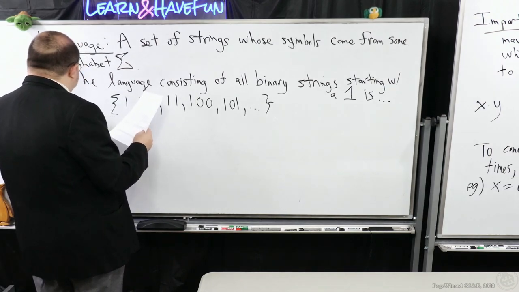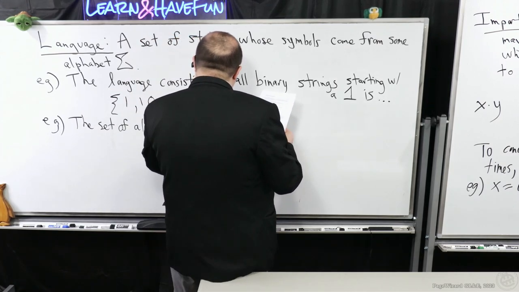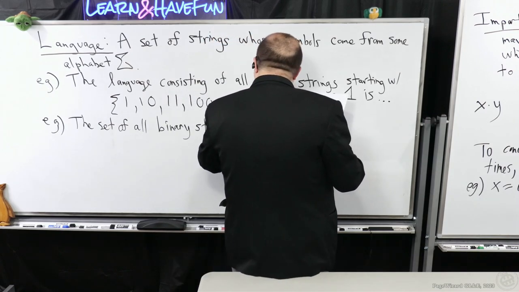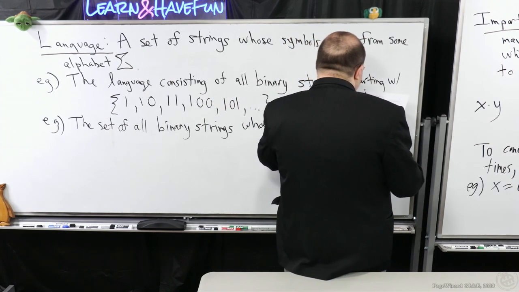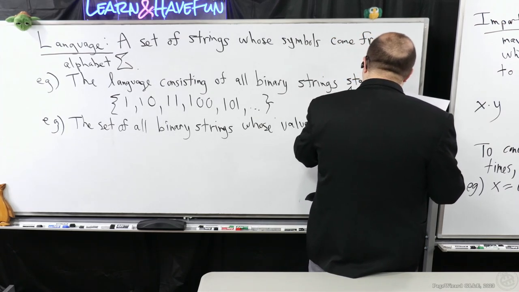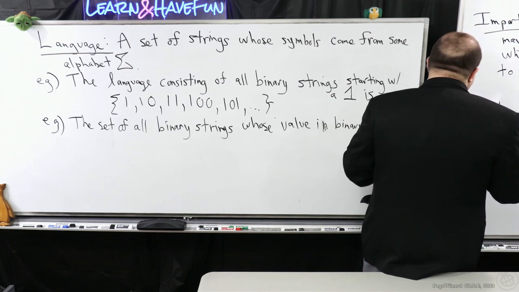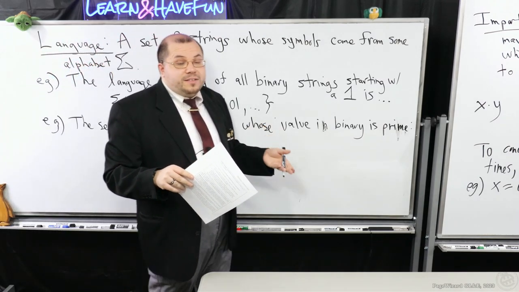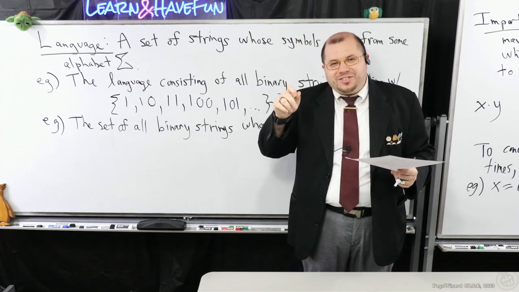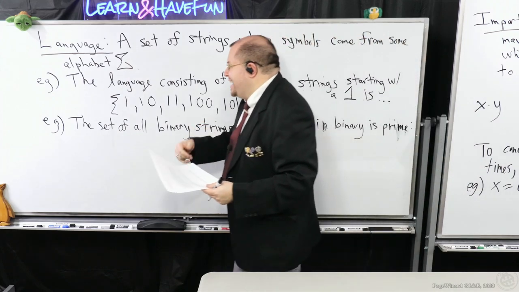So next, let's talk about the set of all binary strings whose value, if you interpret the binary string as a number, whose value in binary is prime. So I could, for example, describe to you what amounts to the binary representation of a prime number. For those that aren't familiar with what a prime number is, it is simply a positive integer whose number of divisors is exactly equal to 2: 1 and itself, that isn't 1. So it has to have 2 distinct divisors.